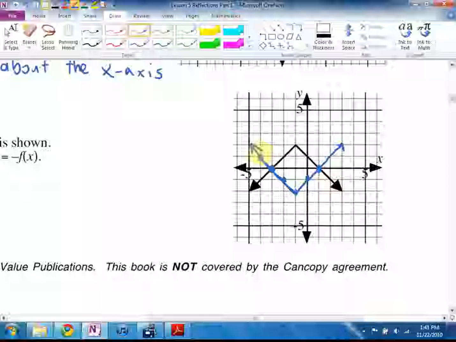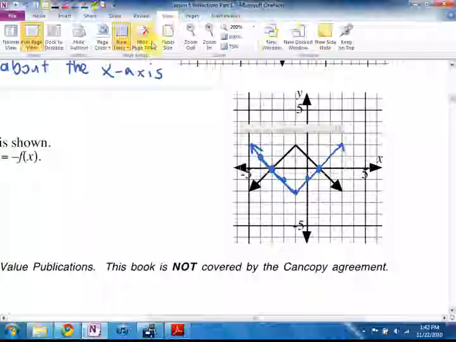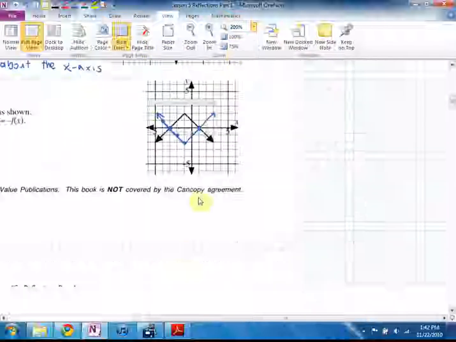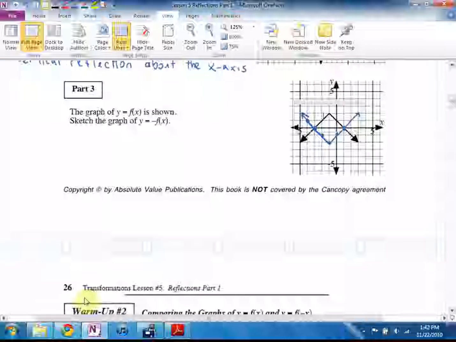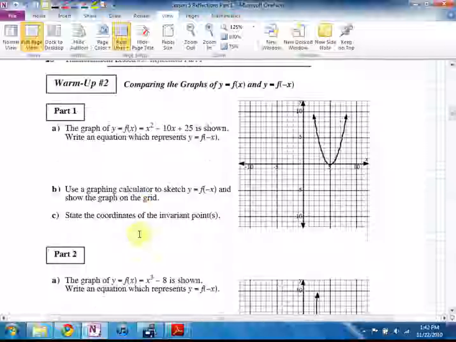Turn the page. Okay. All right, pop quiz. If replacing y with negative y gives you a vertical reflection, what do you think replacing x with negative x gives you? Horizontal reflection. Now, you didn't do that last year.